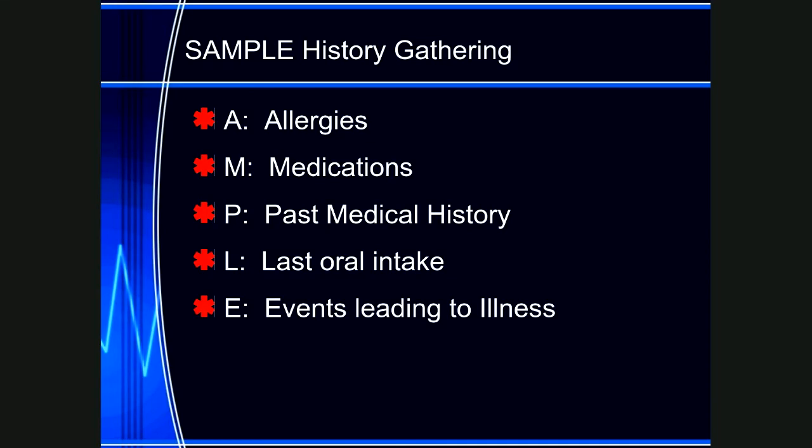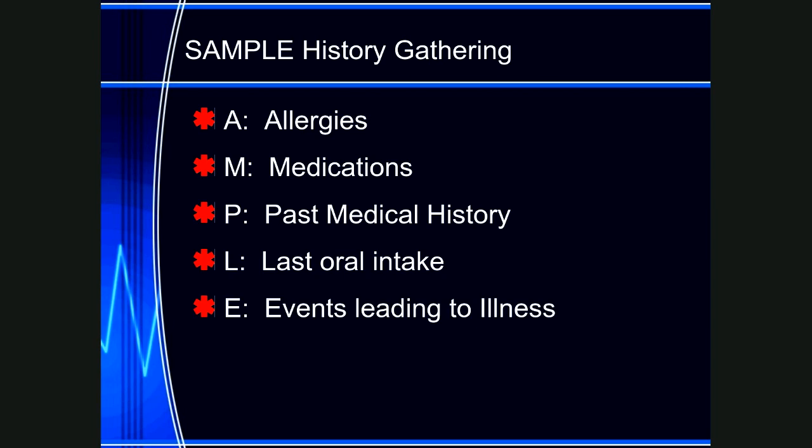M, medications. What medications are you taking? This can include recreational drugs or birth control pills, and obviously it's dependent on the situation. P, past medical history. In other words, what kind of medical problems do you have? Do you have a history of asthma or emphysema or high blood pressure or diabetes or heart problems or lung problems? Past medical history.